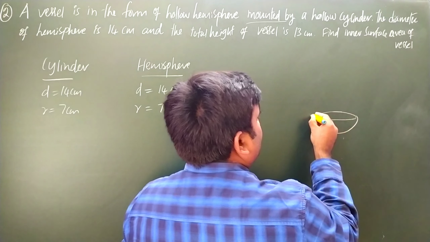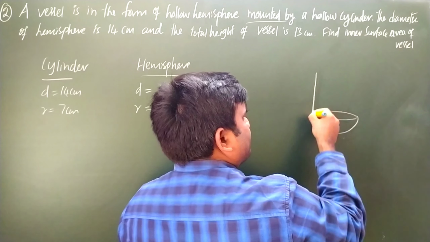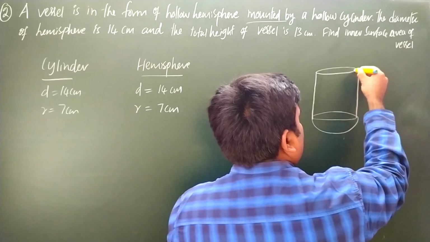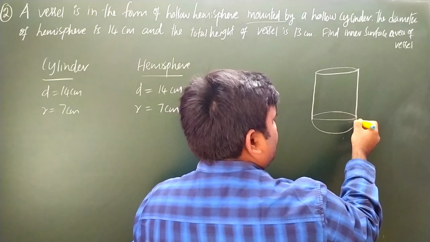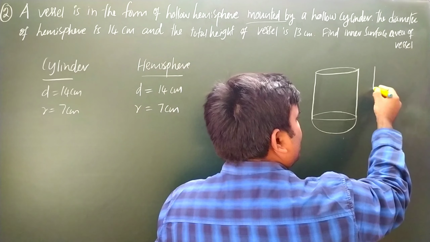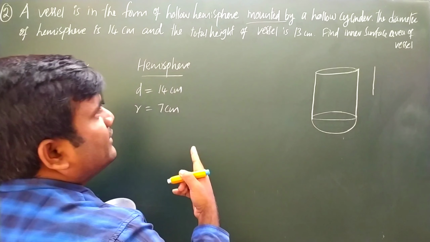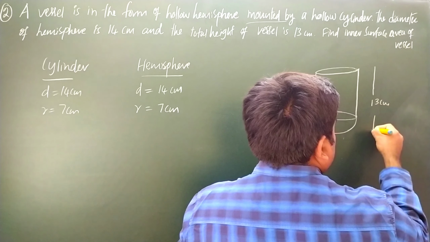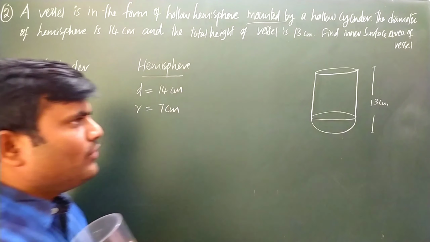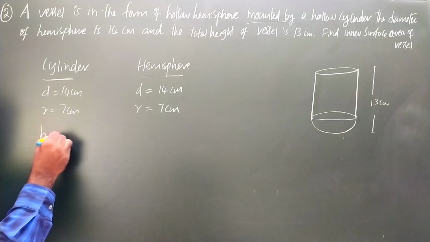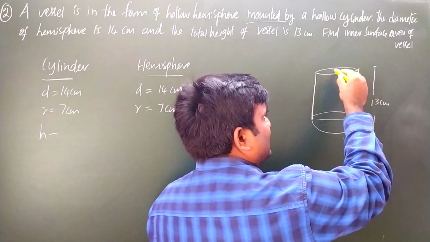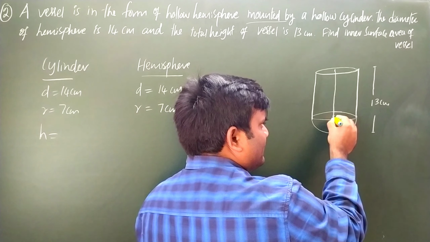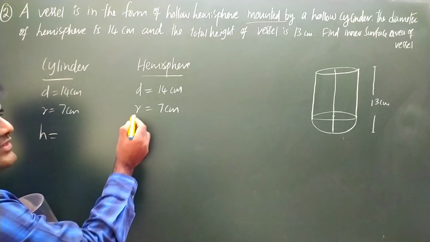Hemisphere. So the total height of the vessel figure is 13 centimeters. We need only the height of the cylinder. The height of the cylinder is this total length, from here to here, 13 centimeter. From this you just subtract this part, which is nothing but the radius of the hemisphere.